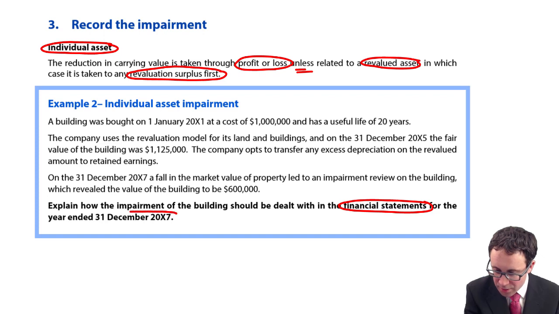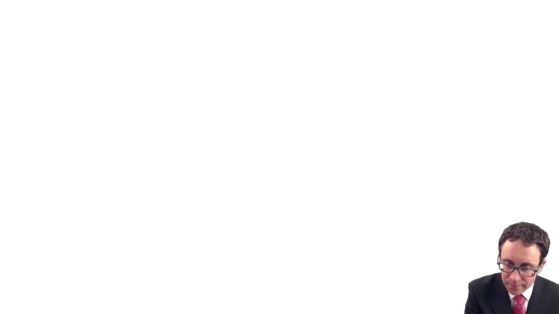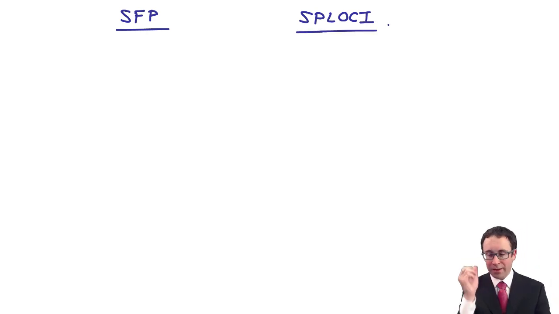So financial statements, SFP, statement of profit or loss. Year end here is December X7. Okay, so should we get things started? Separate page of paper, head it up, SFP on the left, head it up, statement of profit or loss and other comprehensive income. Okay.